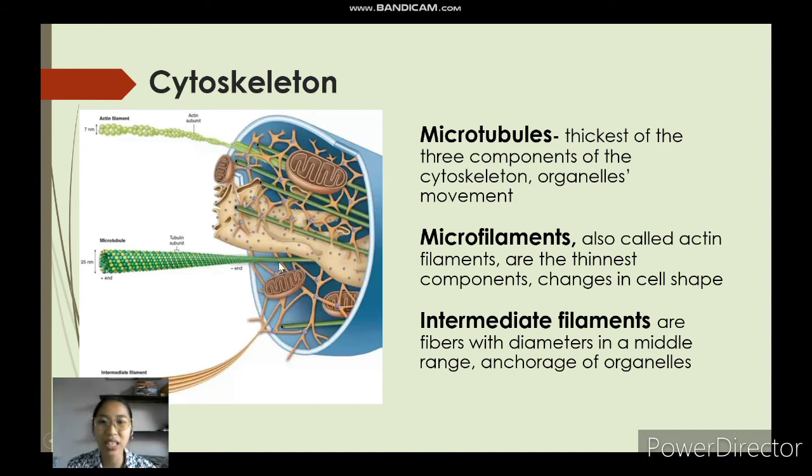So our organelles do not just float freely in the cytoplasm. Actually, there is a clear path, and the microtubules serve as that path. The organelles are moved along by the smaller filaments. Next are our microfilaments, also called actin filaments. These are the thinnest components, and their main purpose is to change the cell shape. And intermediate filaments, in between, are fibers with diameters in a middle range, between your microtubules and your actin.